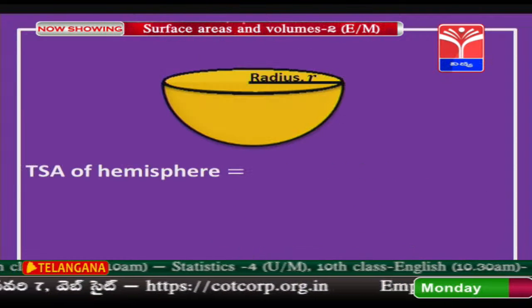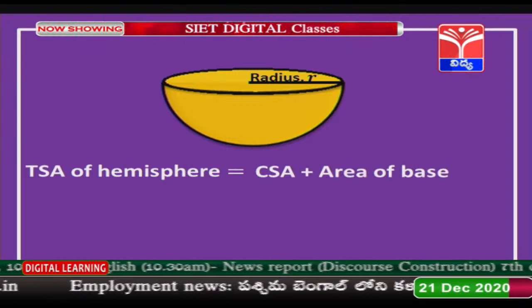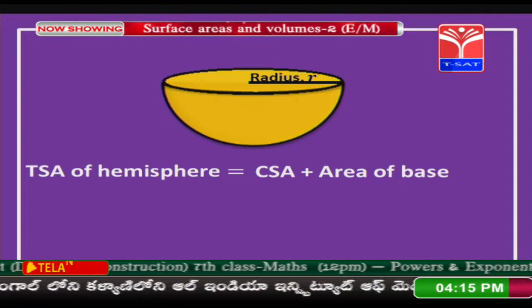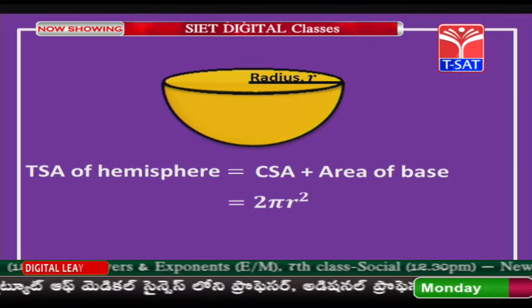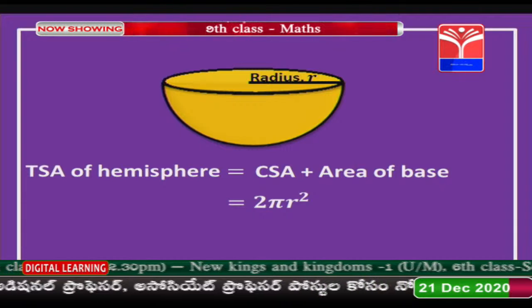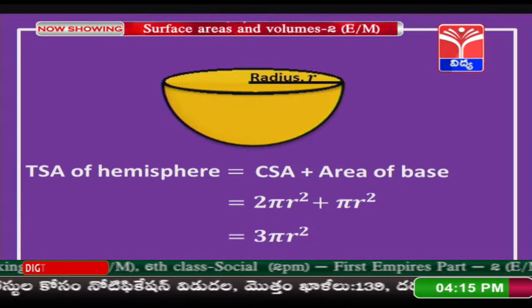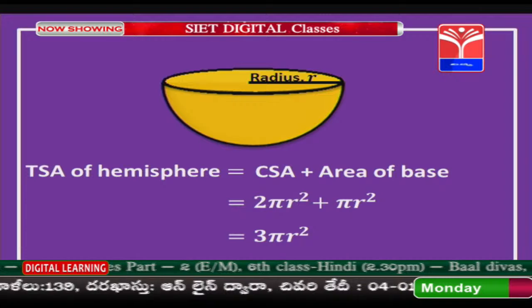Now, let us find the TSA of hemisphere. So, TSA of hemisphere is its curved surface area plus, on the top there is a base, right, which is in the form of a circle. Now, let us substitute the values. CSA of hemisphere is 2 pi r square plus the base is a circle and its area is pi r square. Now, adding these two terms, we get 3 pi r square. So, this is the formula to find TSA of hemisphere.